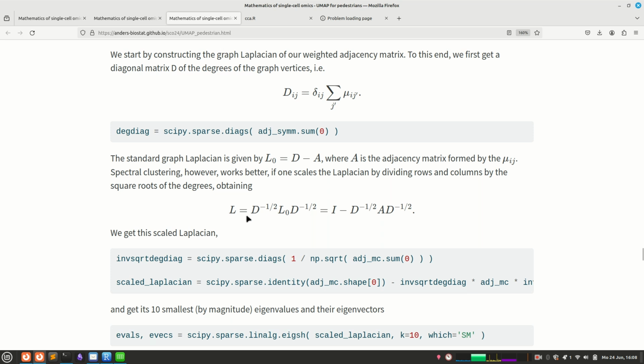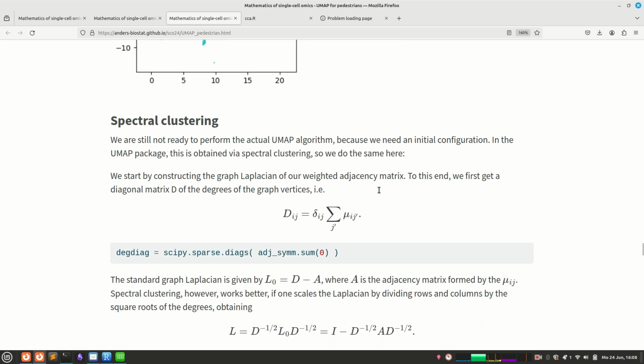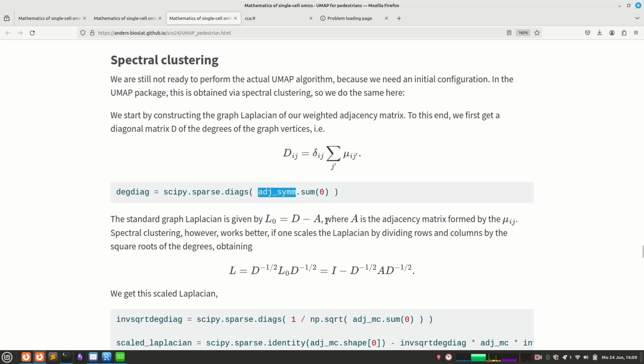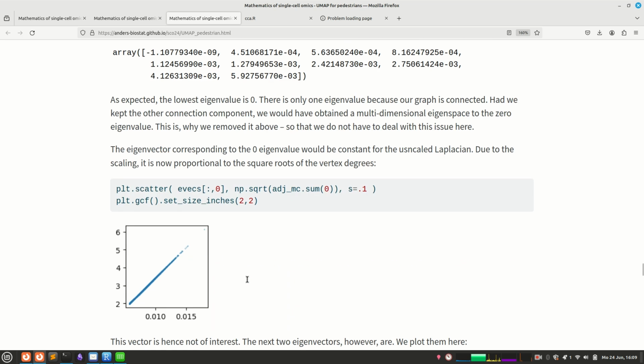I do spectral clustering as we did it last time. So I take the adjacency matrix that we've just calculated and transform it into a graph Laplacian by subtracting the degree matrix. You might remember this from 3 weeks ago. I rescale it slightly so that it's not D minus A, but identity minus D to the minus one half times A times D to the minus one half, multiplied in from both sides. This gives you a scaled Laplacian, and spectral clustering works better with the scaled Laplacian.